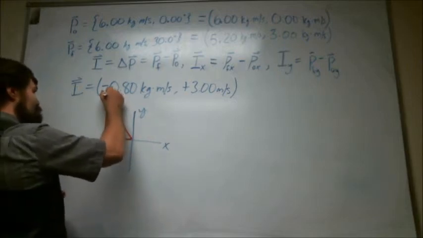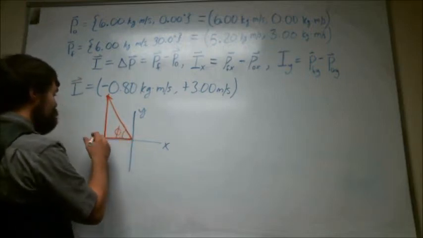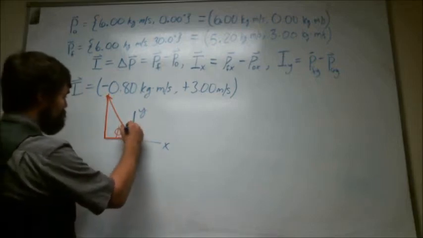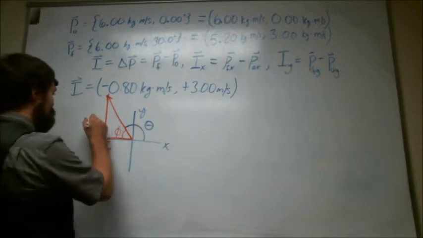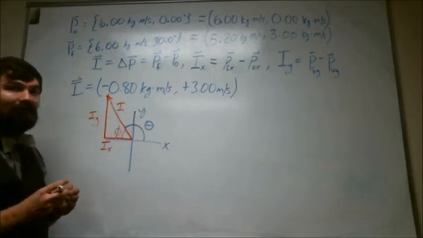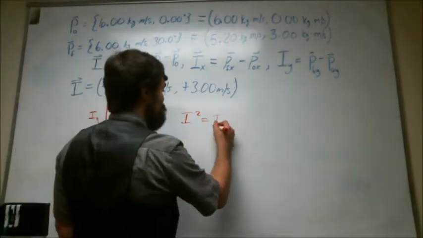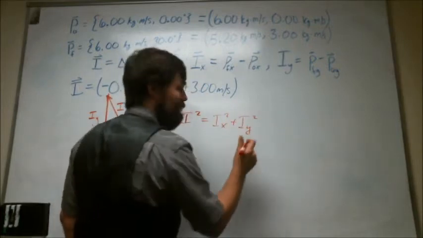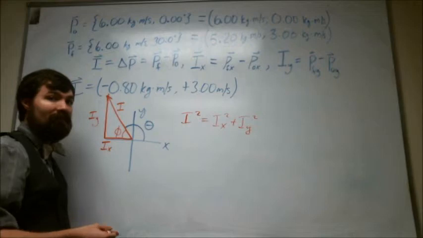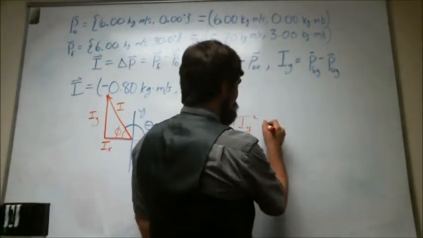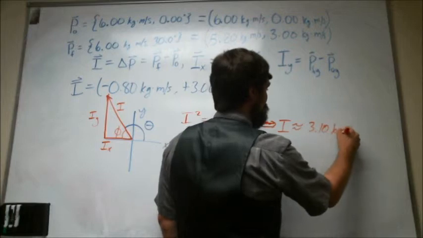So that means that the net impulse should be like this, not to scale. So I'm going to call the interior angle phi, because the actual angle that I want is here. Theta is with the x direction. I have Ix and I have Iy, and I want to find I. So I can use the Pythagorean theorem, which says that I squared is Ix squared plus Iy squared. So I plug in the 3 and the negative 0.8. I square both. That gets me 9.64. I take a square root, and I end up with that the magnitude of impulse is 3.10 kilogram meters per second.